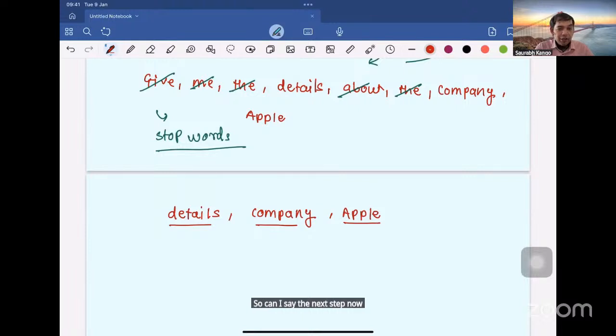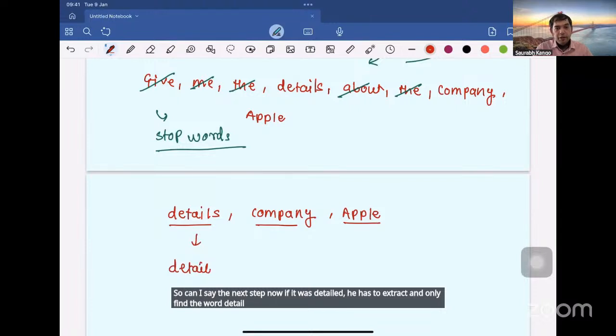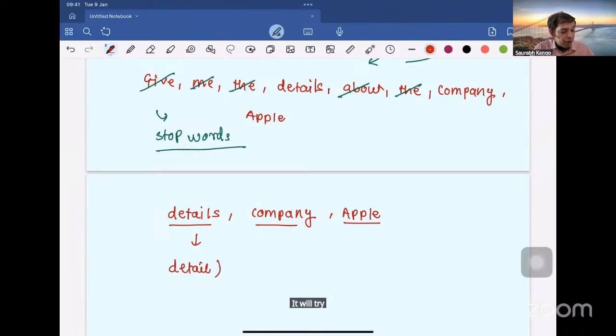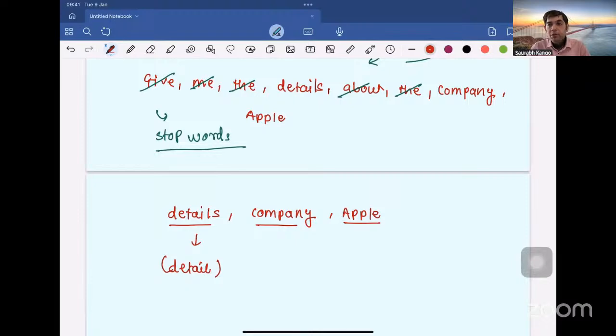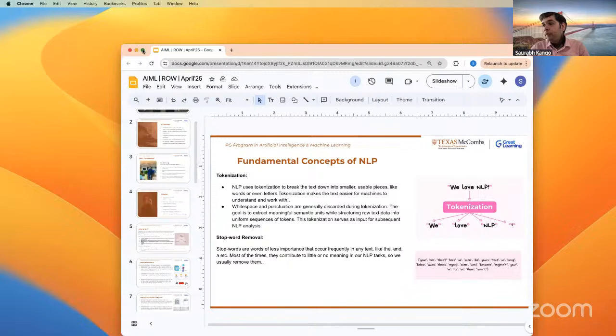If it was detail, he has to extract and only find the word detail, right? Because we need to understand what the humans are saying. It will try to get the core word out of the words that are present. For whatever words are remaining, it will try to get the core word out of it. There are two ways in which we can do this. Let me explain.